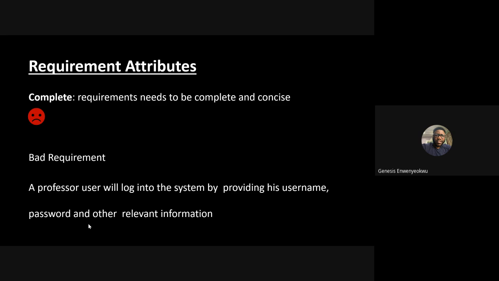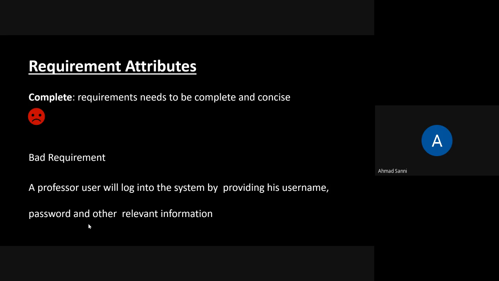Another one is that your requirement needs to be complete. What do I mean by complete? A bad requirement is this. A professor user would log into the system by providing his username, password, and other relevant information. Now, the question will be, what do you consider to be the other relevant information? So I'd like both of you, Ahmad and Michelle, if you are the engineer or the technical person that will need to implement this requirement from a business analyst, what will you consider to be the other relevant information?